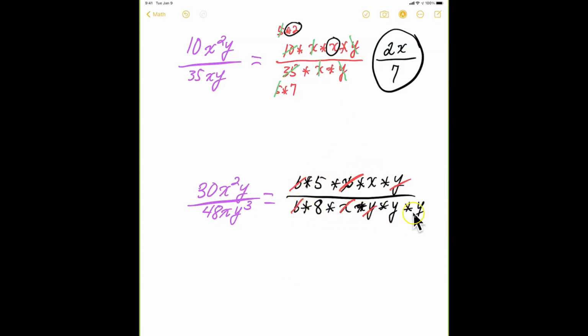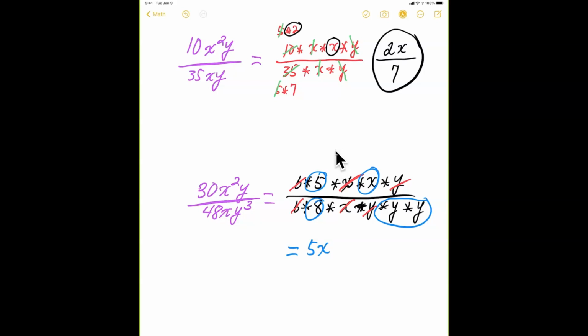Do you have any 5's? No, there's no 5's in the bottom here. And he has an x. Are there any x's left? No. So we have to gather up these pieces. I'm going to use a different color. So we have a 5 and an x in the numerator, and we've got an 8 and 2 y's, y times y.